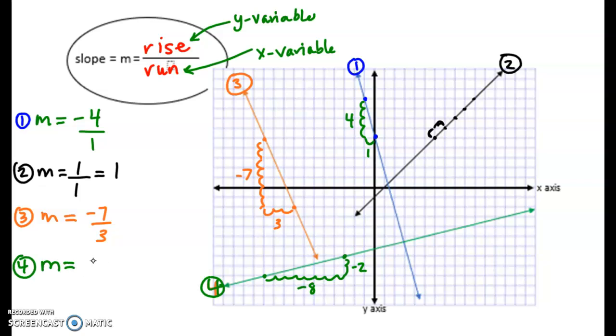So I counted a rise of negative 2 and a run of negative 8, which 2 negatives will make that positive. And if I divide by 2 or reduce, I would have a positive slope of 1/4. Okay, turn the page.